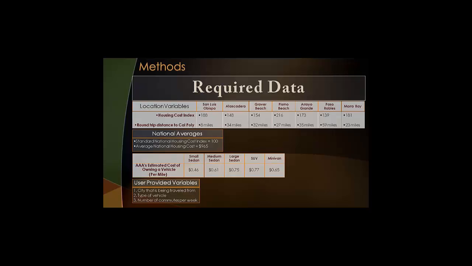When using the cost estimation program, users are asked to input three variables. One is the city being analyzed, two is the type of vehicle being driven, and three is the number of round-trip commutes per week.